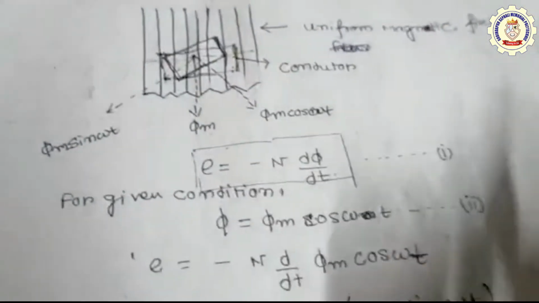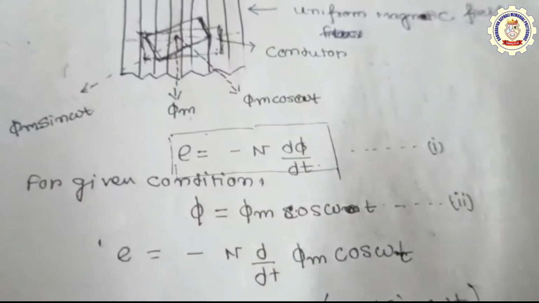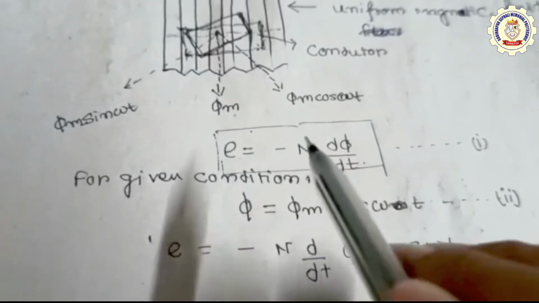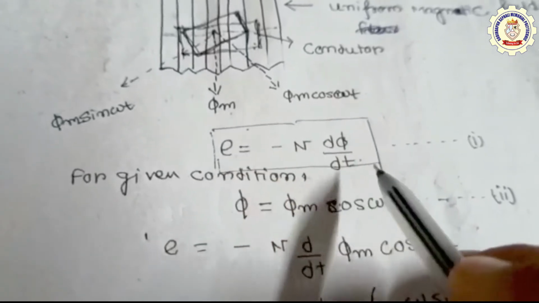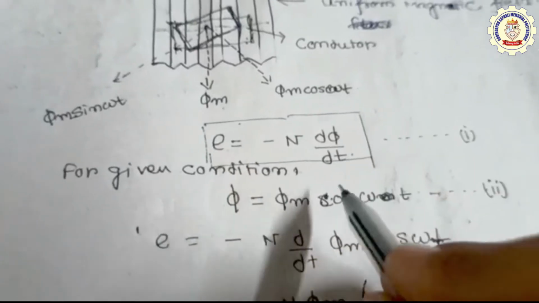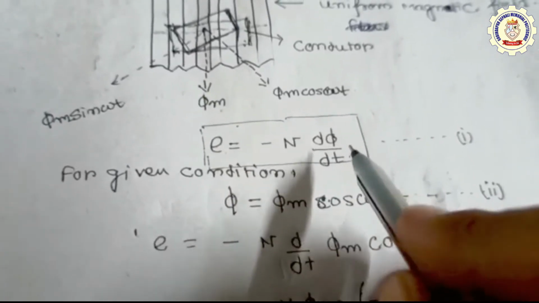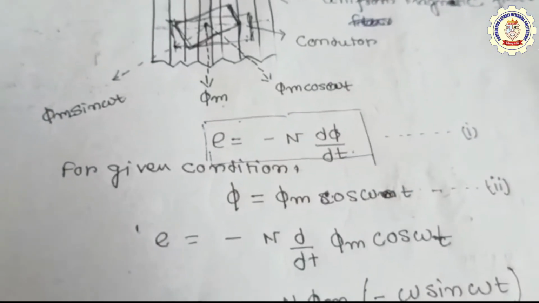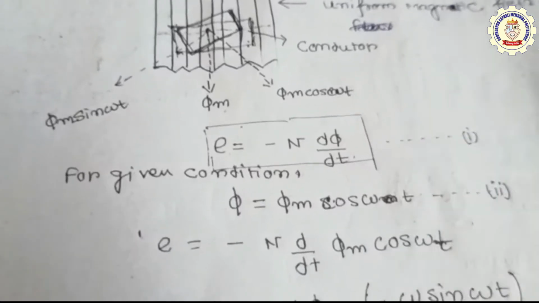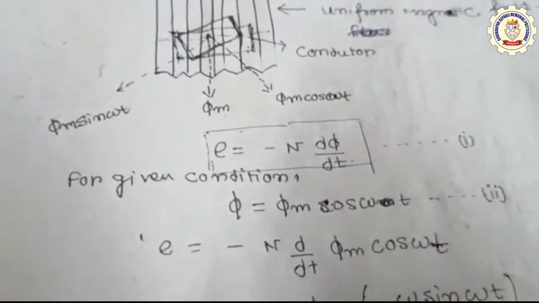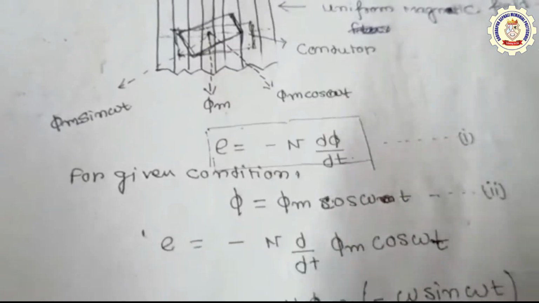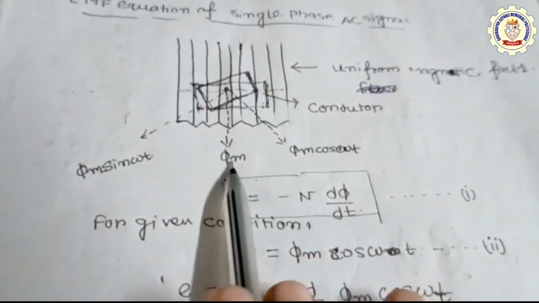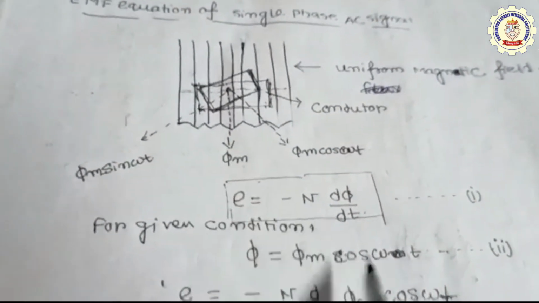In case of generation we use Faraday's law, E equal to minus n d phi by dt, where n is the number of turns and d phi by dt is the rate of change of flux. So if the flux linkage with the conductor is more, then more EMF is induced. If the flux linkage with the conductor is less, then less EMF is produced. So for this given condition, we assume that phi equals phi m cos omega t.